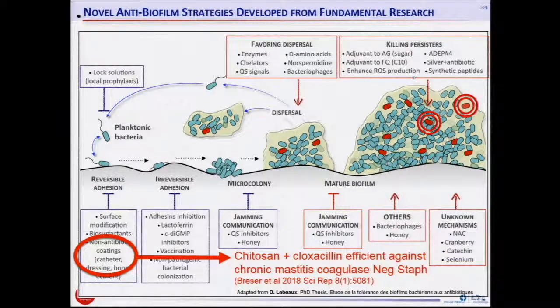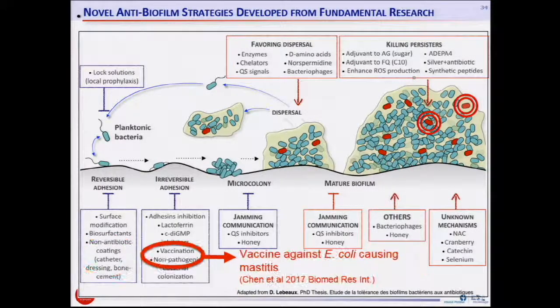For example, for the case of initial adhesion, a molecule called chitosan has been used a lot in the clinic in humans, and now can be mixed with, for example, cloxacillin, and that would be very efficient against chronic mastitis caused by coagulase negative staph. And this is a very recent study of 2018.